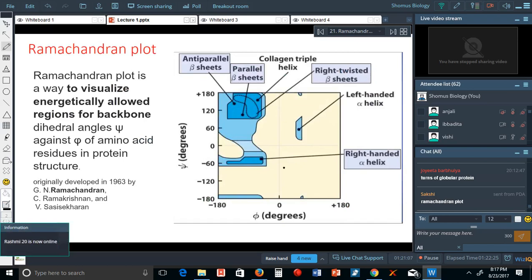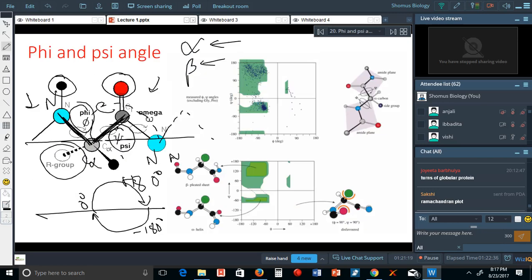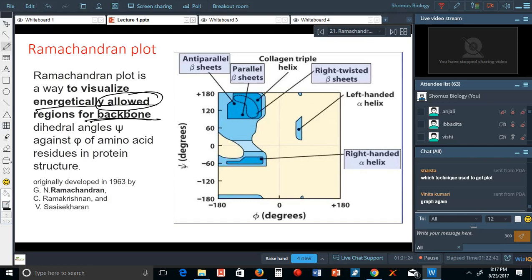Now if we zoom into the Ramachandran plot in this next picture, you can see that this plot is a way to visualize all the energetically favored or energetically allowed regions for the backbone dihedral angles that we talked about, phi and psi. The phi and psi values are allowed to have either a beta sheet structure or an alpha helix structure. If you look at this plot, it is actually a quadrant plot. This whole plot is divided into 4 separate quadrants.